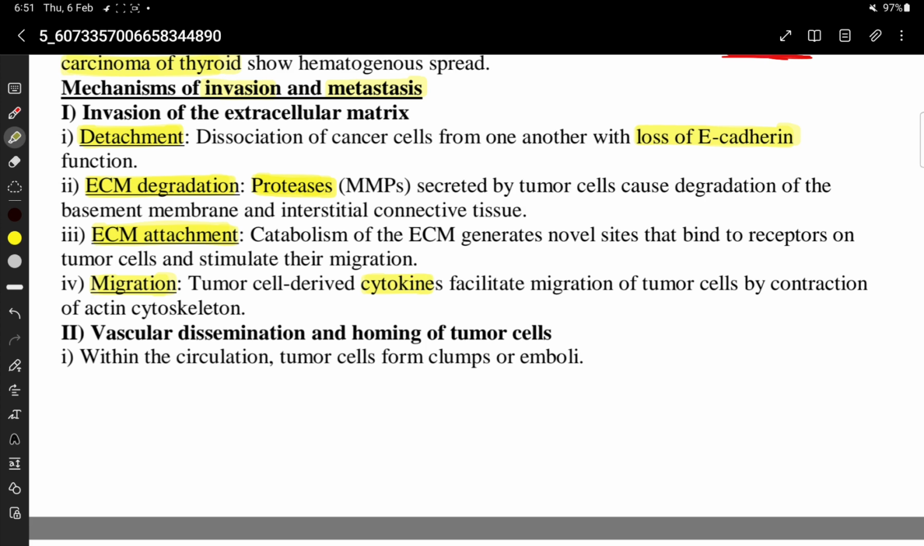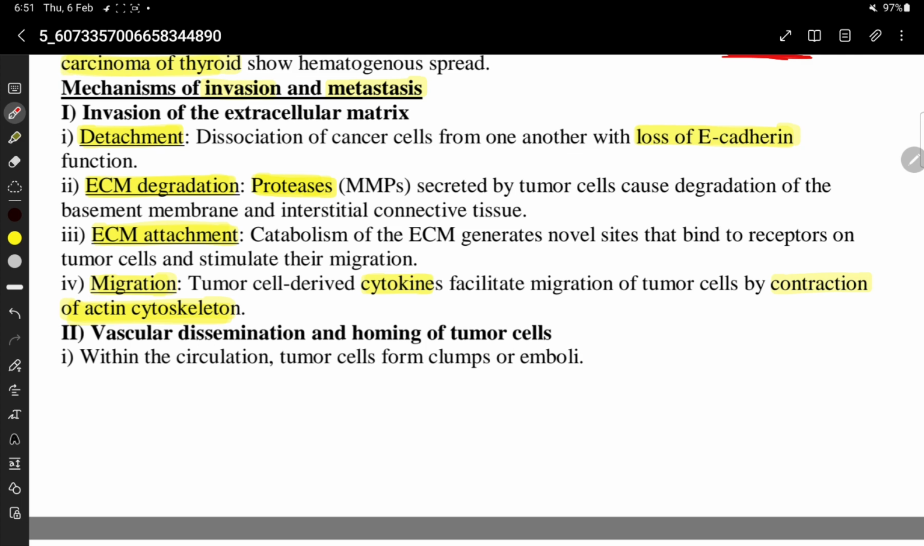Then there's ECM attachment. Catabolism of the ECM will generate novel sites that will bind to the tumor cells and stimulate their migration. Tumor cell derived cytokines facilitate the migration of the tumor cells by contraction of the actin cytoskeleton, which causes the migration of tumor cells.